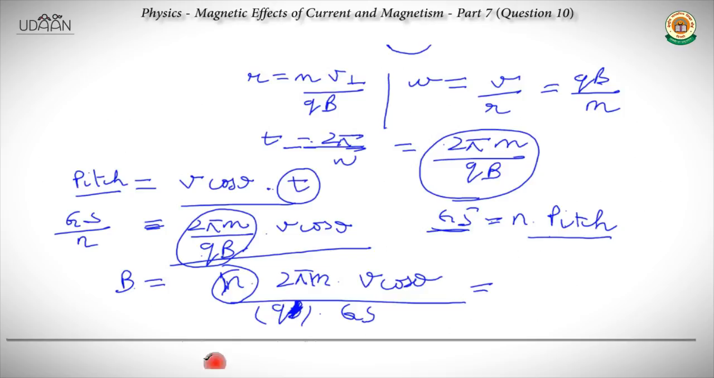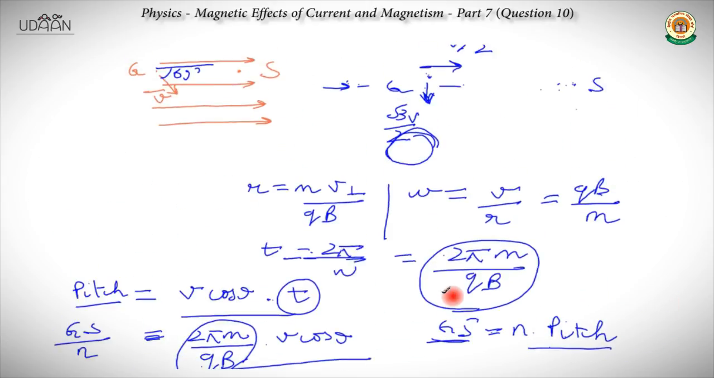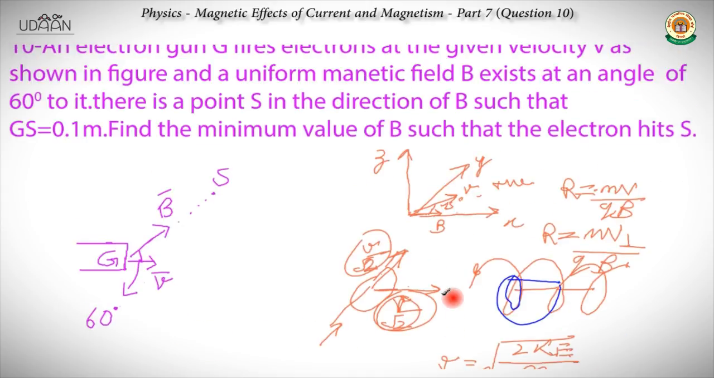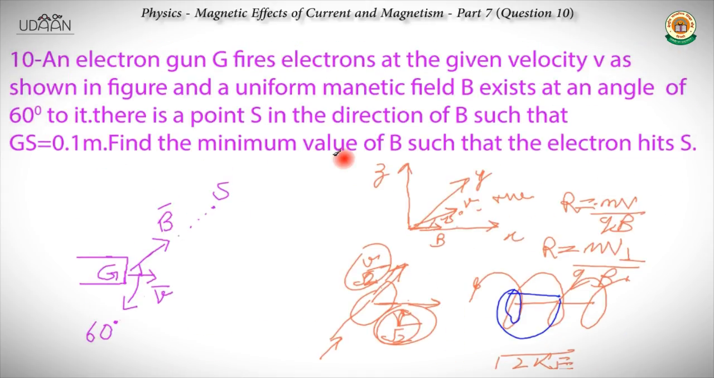So by doing the calculations for our particular case, we'll get the value as 4.73 into 10 to the power minus 3 Tesla. This is by replacing the numerical values for the given variables. So that was question number 10 for us, where we had to find the minimum value of B such that the electron hits the point S.